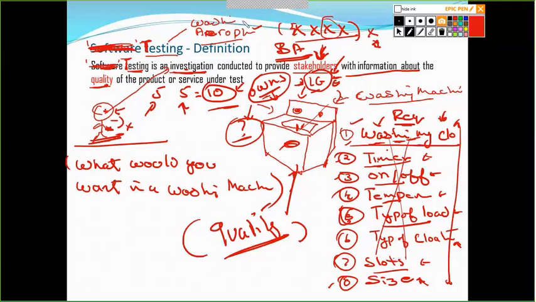any testing, right from the aeroplane to the washing machine. Now, let me remove this and say it for software. For software, it's the same. Software testing is an investigation. I did not change the definition, I only put software in front of it. Software testing is an investigation conducted to provide stakeholders with information about the quality of the product or service under test.